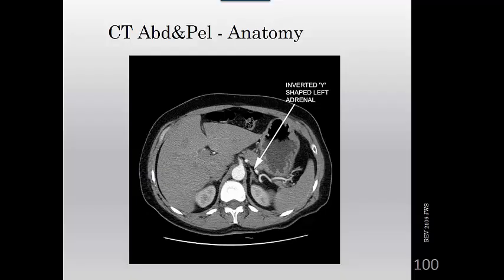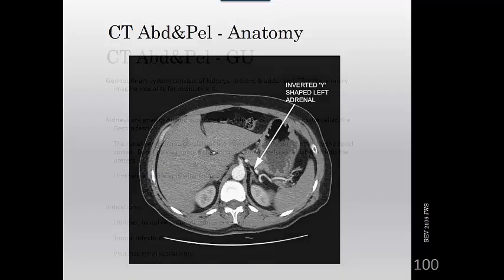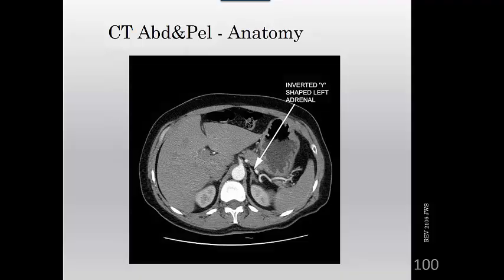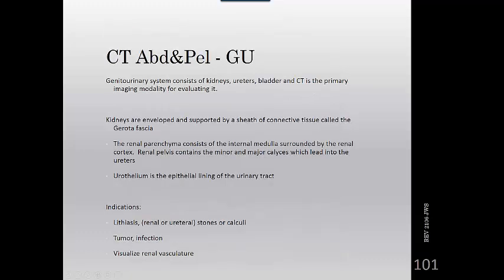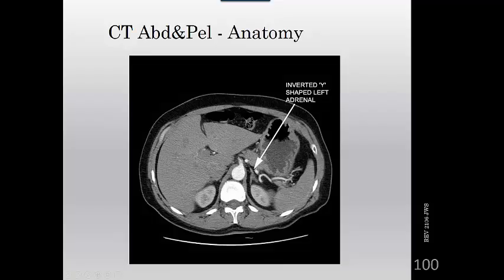All right, so that concludes our anatomy thus far with pancreas, adrenals, and spleen. Next, we'll be talking about the genitourinary system, and then we'll go into the bowel and everything. So we'll talk to you next time.